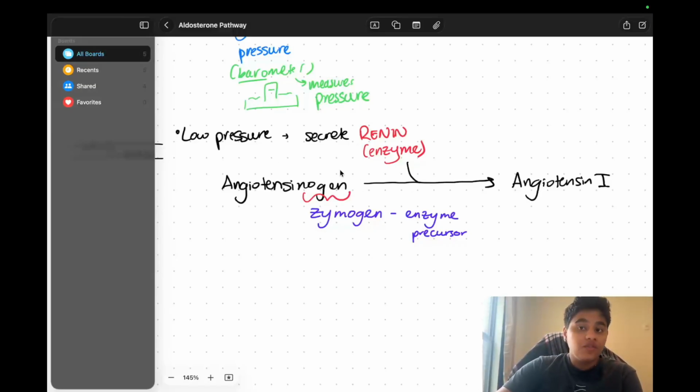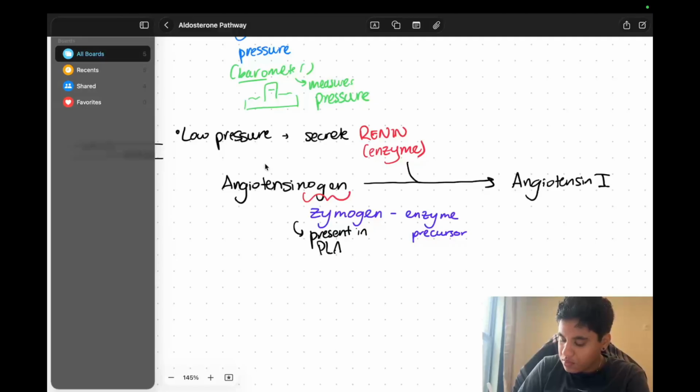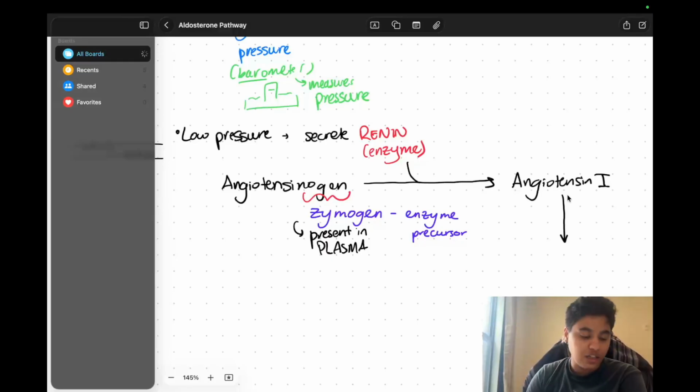Now renin converts an enzyme called angiotensinogen, right? So angiotensinogen, by the way, is present in the plasma. So the plasma is part of the blood, right? So once renin is secreted into the blood, the angiotensinogen becomes angiotensin, right? So angiotensinogen becomes angiotensin 1. Now, your blood, which has angiotensin 1, is going through your bloodstream, right?